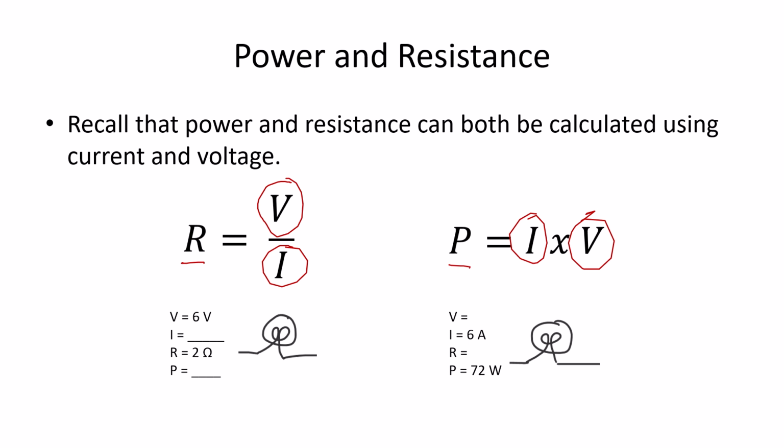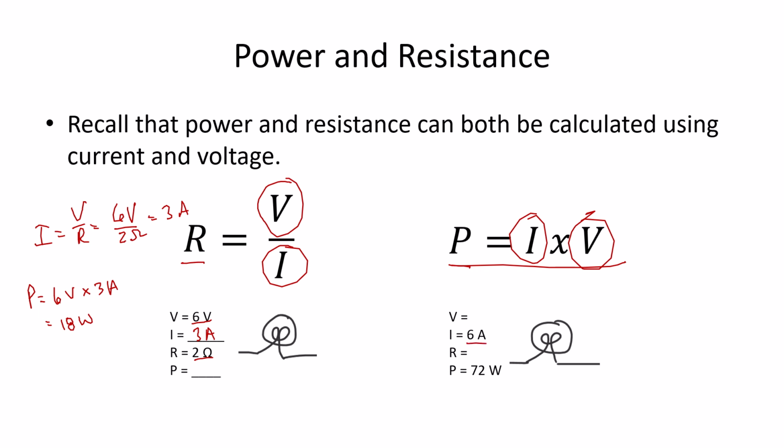Let's say in this example, we have a 6-volt power supply and 2 ohm resistance. If I want to figure out the current, it's going to be V over R, which is going to be the 6 volts divided by the 2 ohms. And so that means we have 3 amps. And then if I want to figure out the power for that, well, power is the product of those two. So power is going to be the 6 volts times the 3 amps, and that'll give us 18 watts.